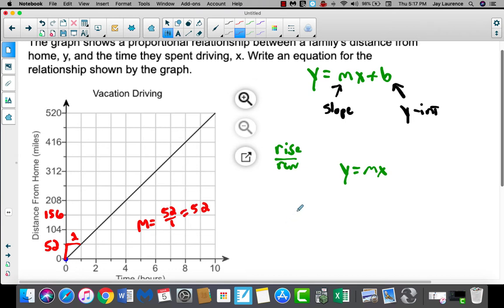My equation then is simple. Y equals 52x. And what that means is I'm driving, or this family is driving, at a rate of 52 miles per hour. That's exactly what this means.